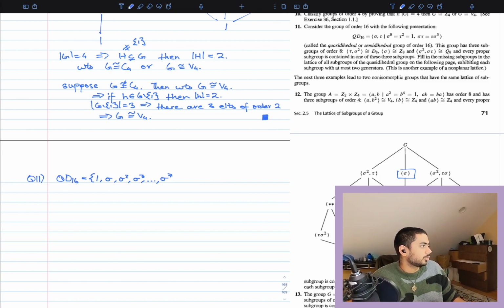Okay, what else have we got? We've got tau, which has order 2, and we've got this weird commutation relation, but it means that we should be able to write every element kind of like this: sigma tau, sigma squared tau, all the way up until sigma to the 7th tau. Yeah, looks pretty good to me.